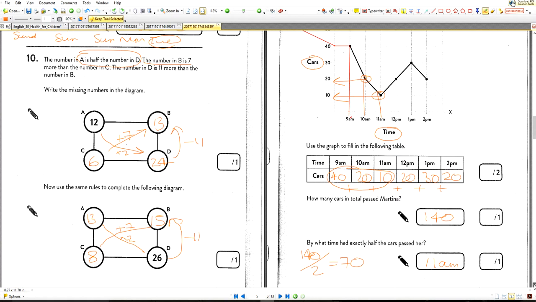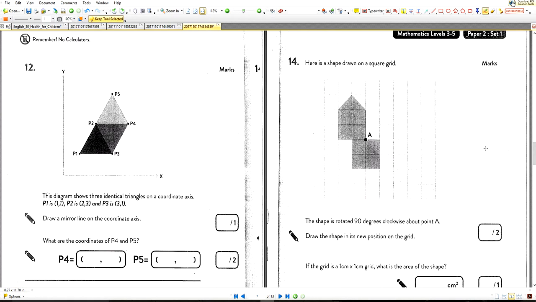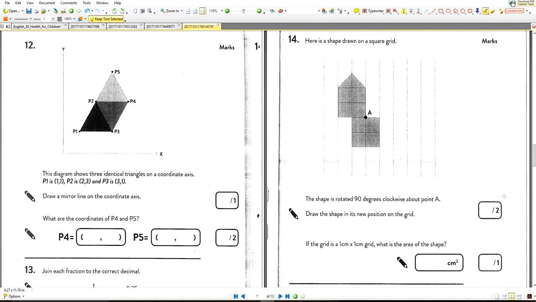Let's move on. Okay, question number 12. The diagram shows 3 identical triangles on a coordinate axis. Draw a mirror line on the coordinate axis. What are the coordinates of P4 and P5? Okay, P1, P2, they're giving all those points. Draw a mirror line on the coordinate axis.